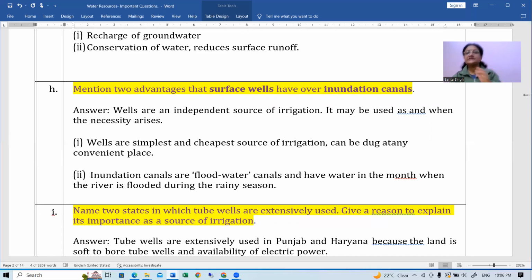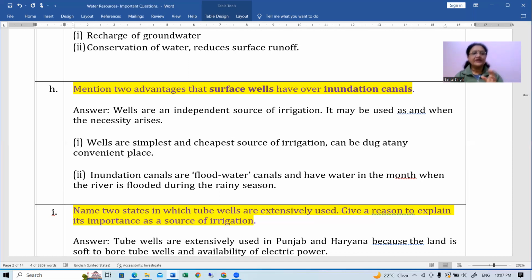Wells are the simplest and the cheapest source of irrigation, and especially in the northern plains, they can be dug at any convenient place, right? Because we have a sufficient groundwater table and soft soil, so it can be dug anywhere.